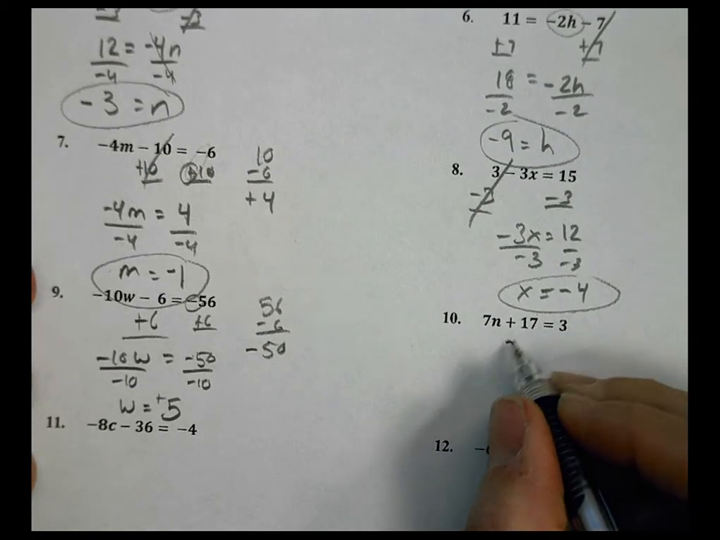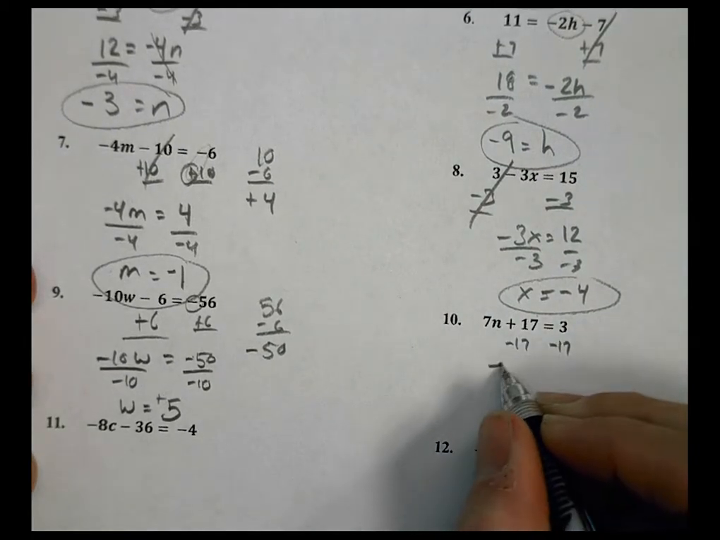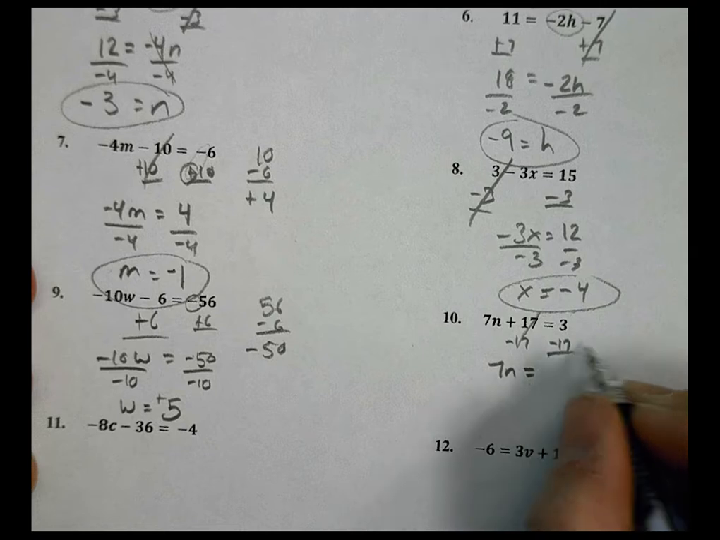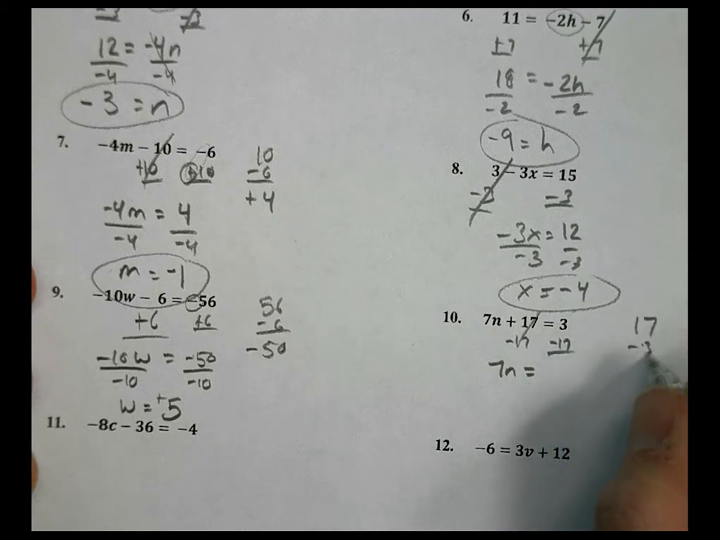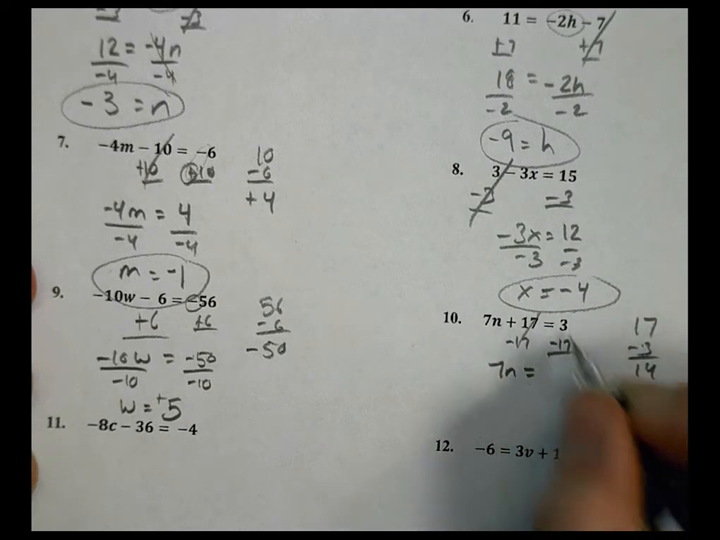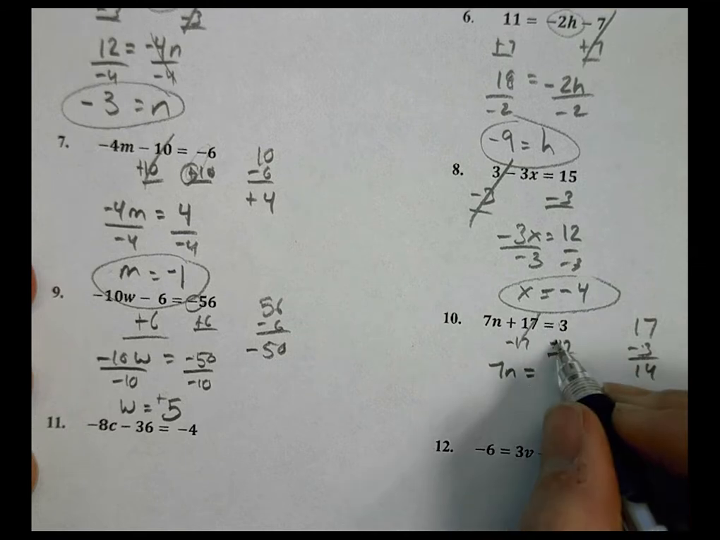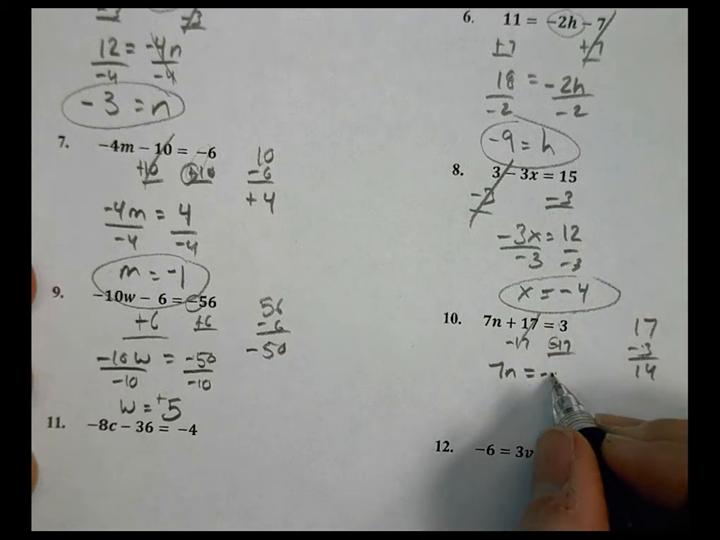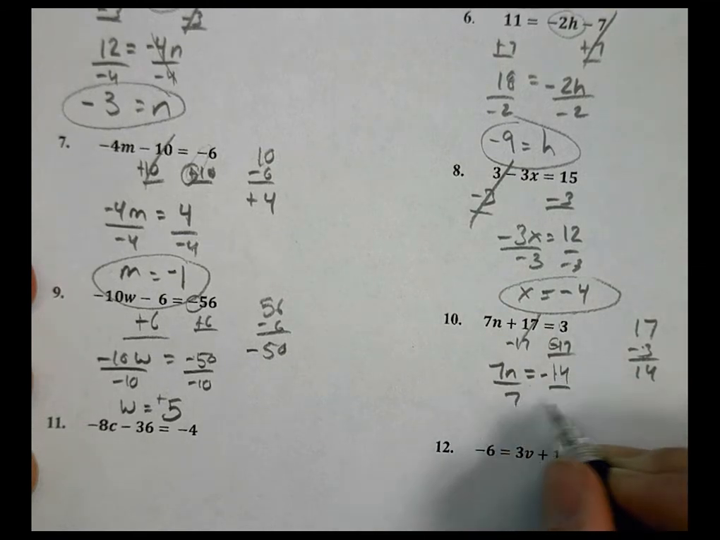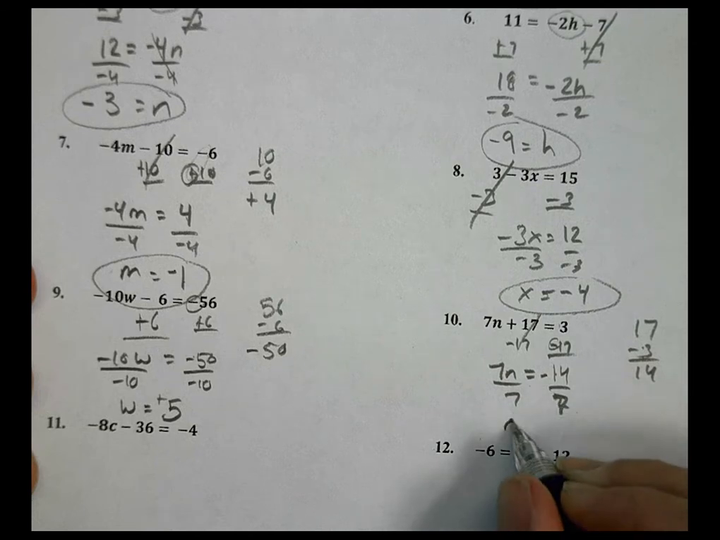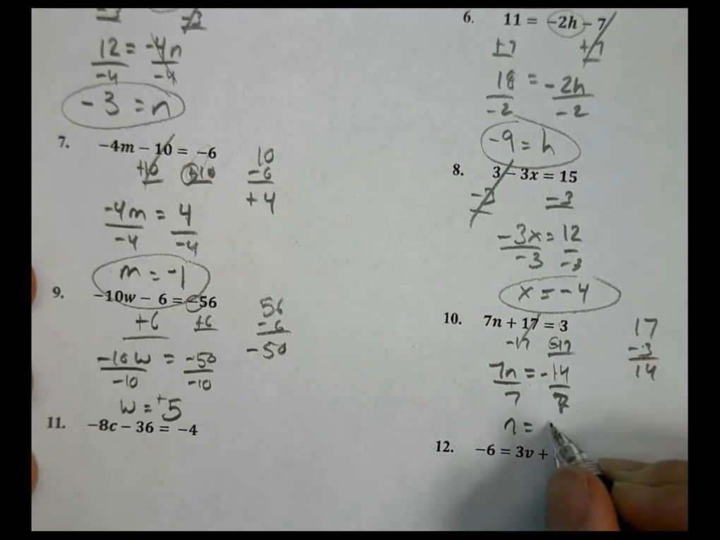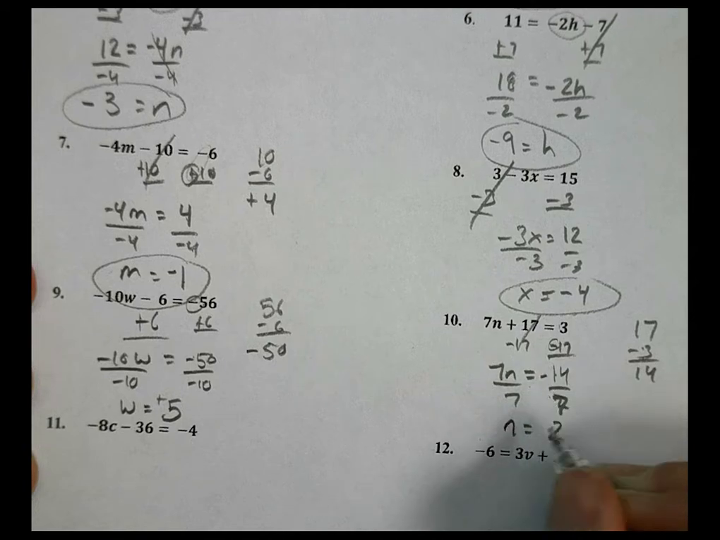Number 7, we're going to subtract 17, so 7n equals a difference here. 17 minus 3 is 14. Which one has a greater absolute value, the positive or the negative? This one. So we're going to say negative 14. Divide both sides by 7, and n equals 14 divided by 7 is 2. Negative divided by positive is negative. And a couple more here.